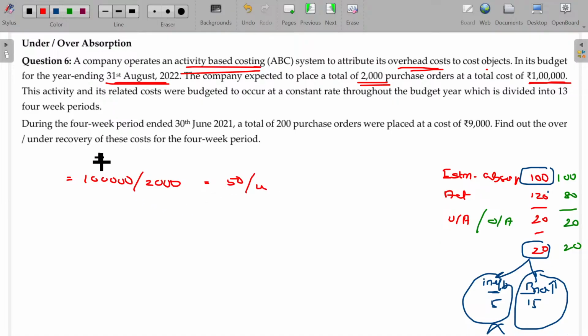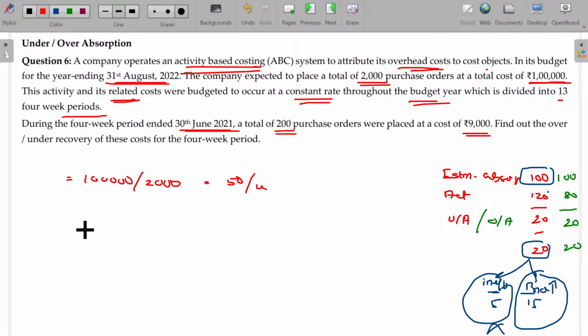cost per unit. The activity and its related cost were budgeted to occur at a constant rate throughout the budget year, which is divided into 13 4-week periods. During the 4-week period ending 30th June 2021, a total of 200 purchase orders were placed at a cost of rupees 9,000. Okay. Find out over or under recovery.